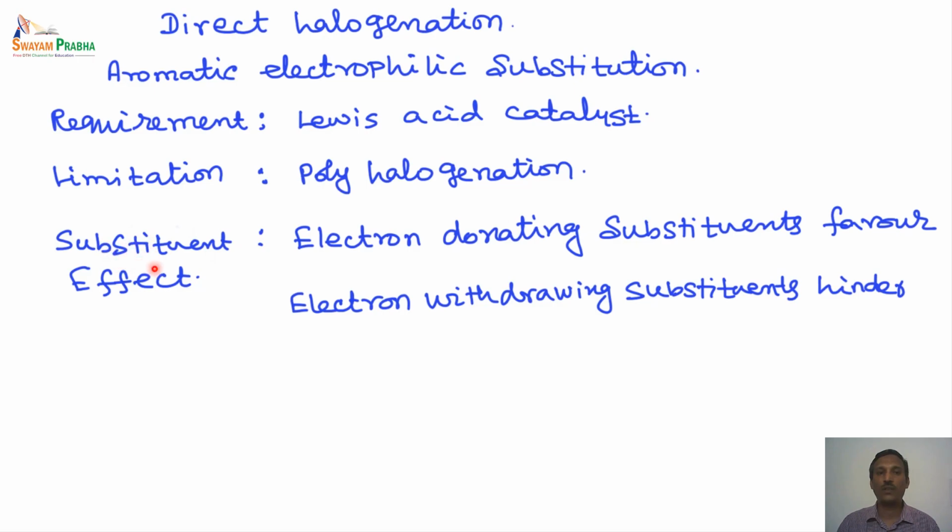Then there is another important thing, which is the substituent effect. Basically, electron donating substituents favor this kind of aromatic electrophilic substitution reaction. That is, direct halogenation is favored by electron donating substituents, and this reaction is hindered by electron withdrawing substituents, because the electron donating substituents give more electrons to the aromatic system so that it is ready to undergo electrophilic substitution. But the electron withdrawing groups simply pull the electrons away from the aromatic ring, so the aromatic ring itself becomes electron deficient, and it cannot undergo aromatic electrophilic substitution very effectively. That is the reason these two groups have different effects on direct halogenation.